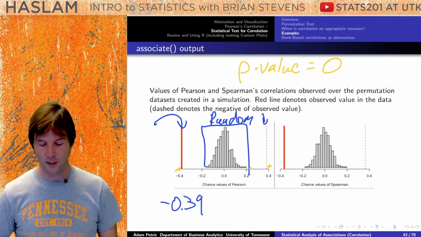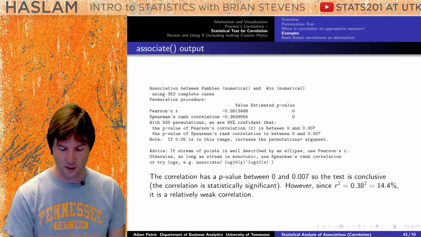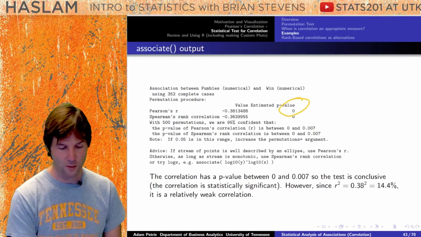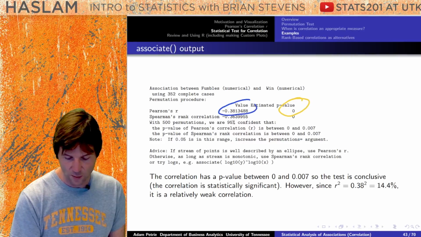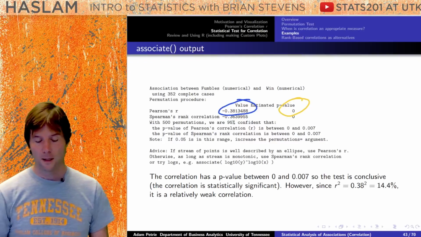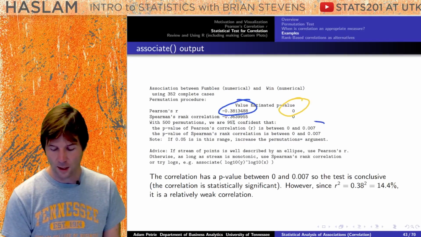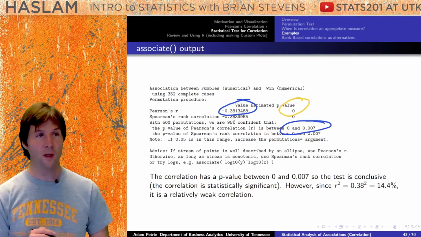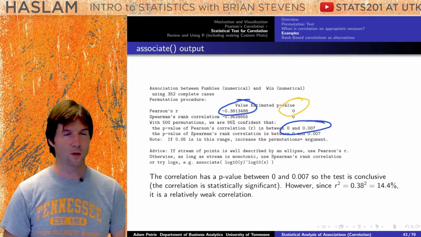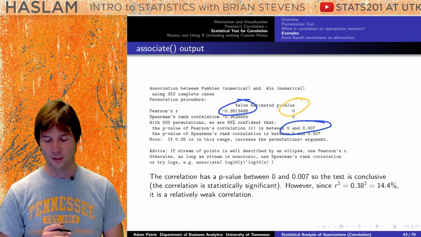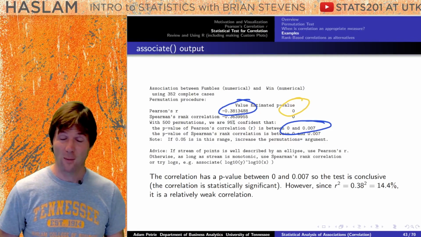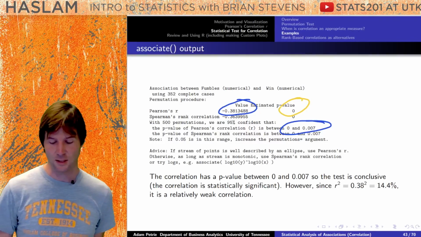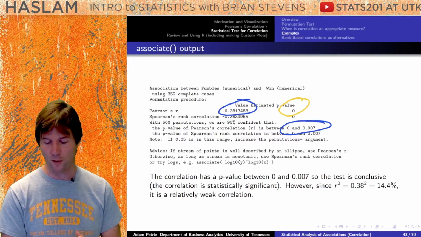So the p-value will be estimated to be 0, and you see that right there with an estimated p-value of 0. I was a little bit off looking at the graphic. I said about -0.39, but pretty close still. Next, we get down here a confidence interval to estimate the true p-value. I am 95% confident the true p-value of this correlation is contained in the interval 0 to 0.007. So I'm pretty confident that it is statistically significant because it's completely below 0.05.